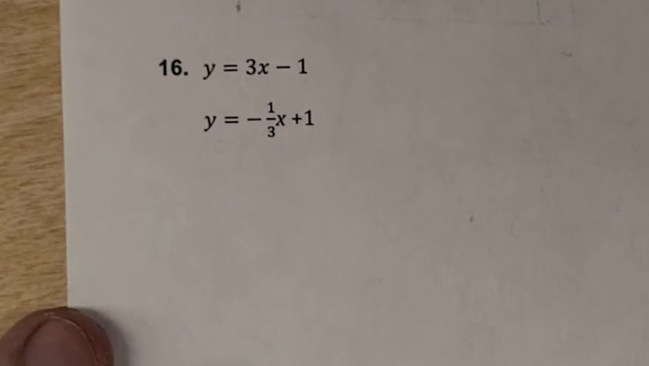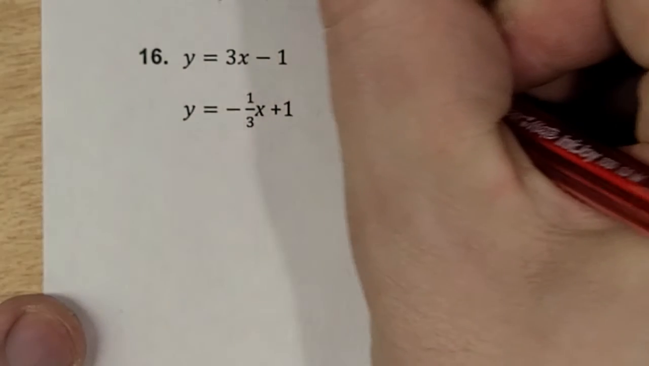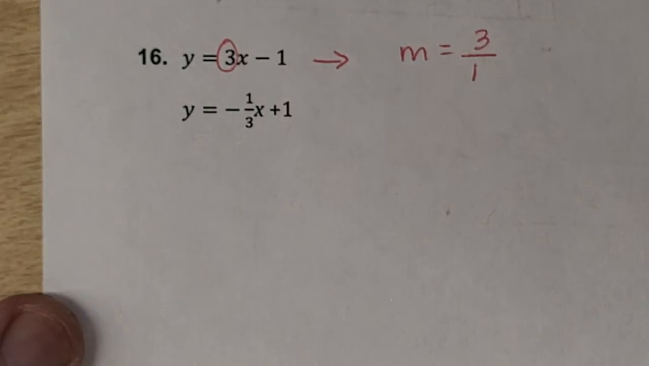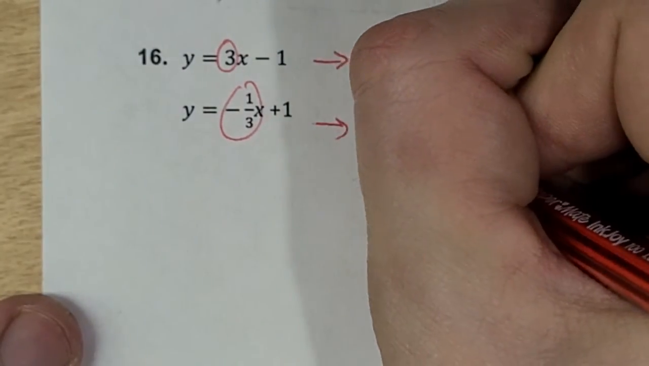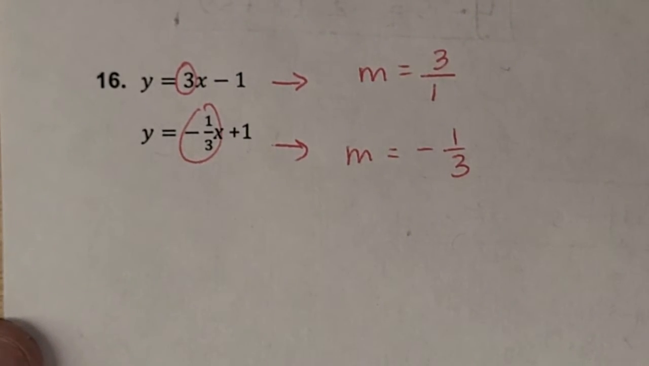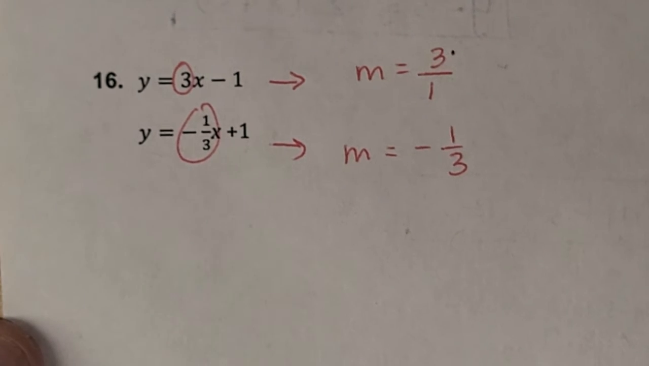Because I need to figure out my slopes here. 14 and 15, you cannot see your slopes right away, but 16 you can. So this top line, it looks like it has a slope of 3 or 3 over 1. I'm going to put it that way. This bottom line has a slope of negative 1 over 3. Now you might look at this and see why I wrote 3 over 1 as opposed to just 3.